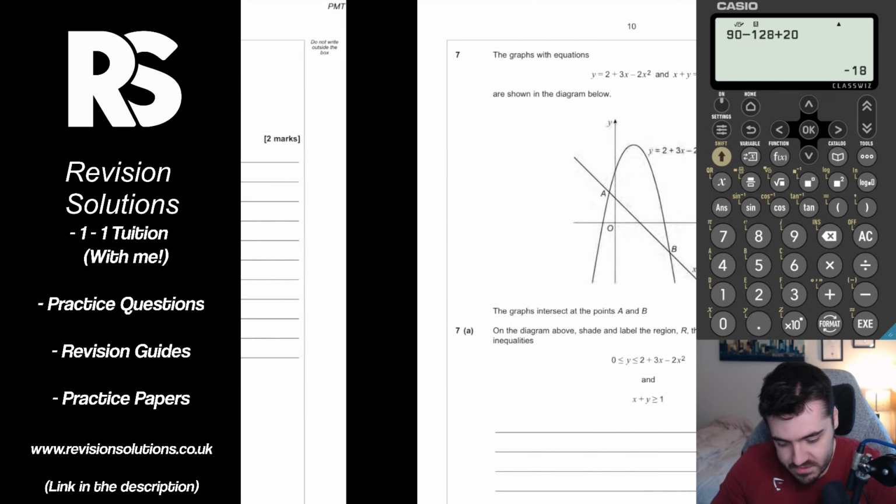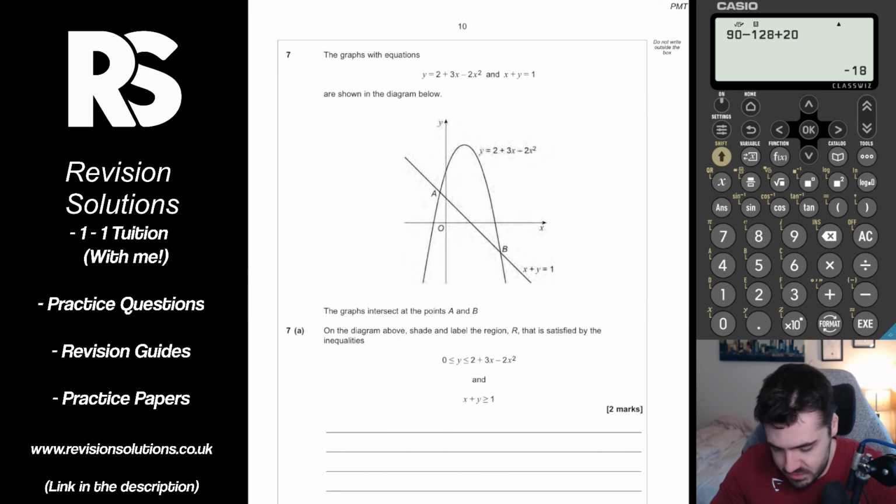Okay, moving on to question 7. We've got two graphs, a quadratic and a linear line. In the picture, it says on the diagram, shade and label the region R that is satisfied by the inequalities where y is bigger than or equal to 0, but smaller than or equal to our quadratic, and also satisfies x plus y is greater than or equal to 1. So that's just basically above or to the right of that straight line.